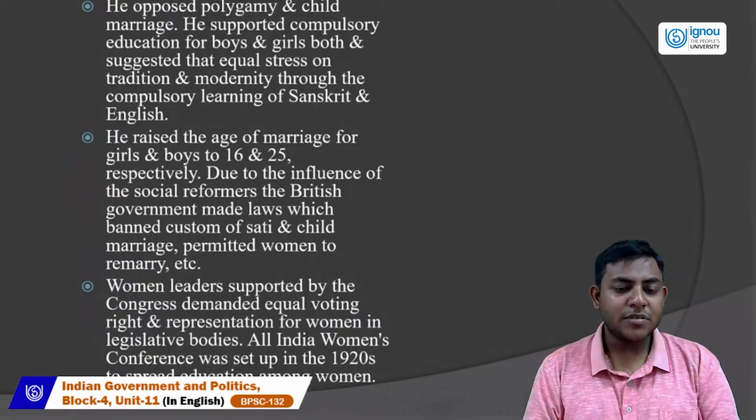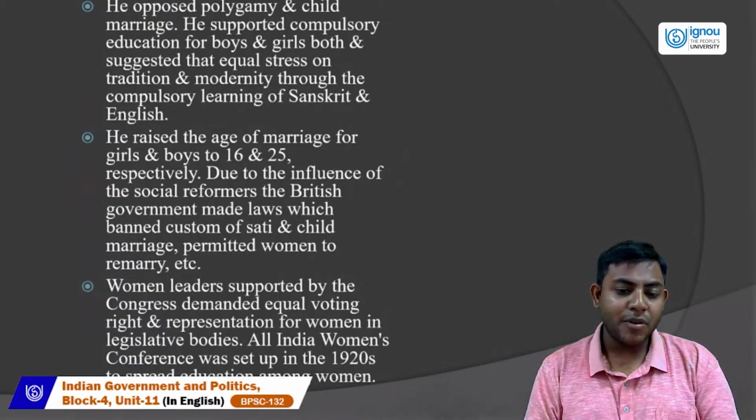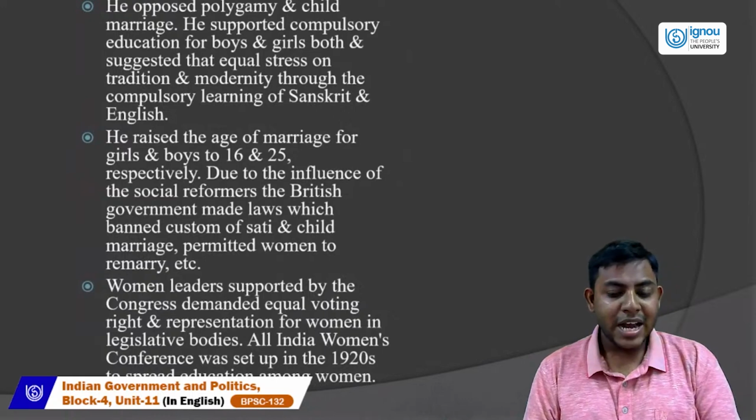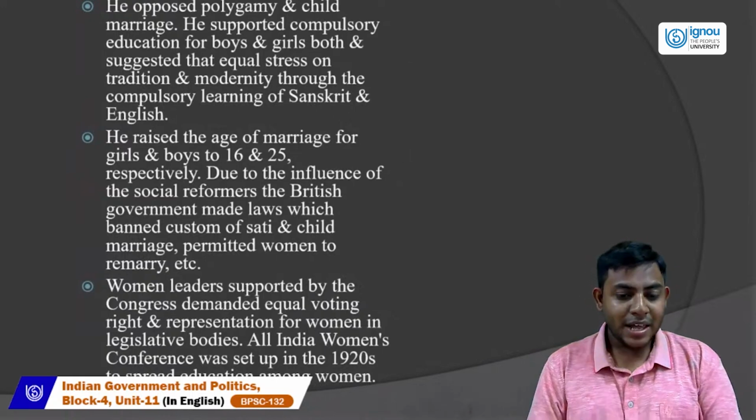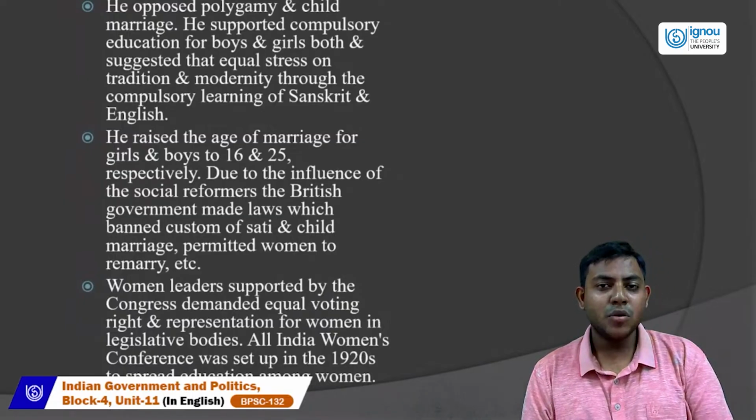Due to the influence of the social reformers, the British government made laws which banned the custom of sati and child marriage and permitted women to remarry. Women leaders supported by the Congress demanded equal voting rights and representation for women in legislative bodies. The All India Women's Conference was also set up in the 1920s to spread education among women. One of the foremost such Congress leaders who campaigned for the rights of women was Sarojini Naidu.